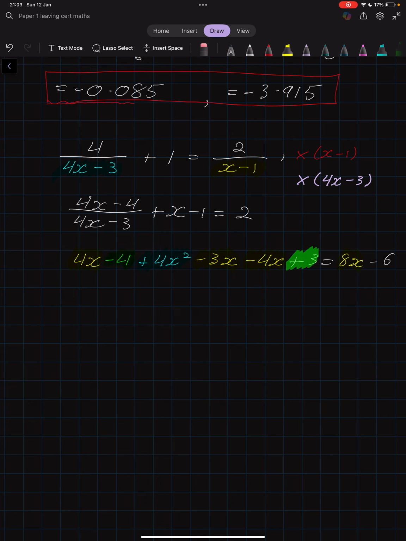So this is going to be equal to 4x squared. All right. Now the linear term is going to be 4. So the 4x minus 4x is just that. If I bring the 8x over, it becomes a minus 8x. So minus 8x minus 3x is minus 11x. I get minus 4 plus 3, it's minus 1. If I bring the minus 6 from the right hand side to the left hand side, it becomes a plus 6. So it's 6 minus 1, so it's plus 5. Equals 0. Okay?